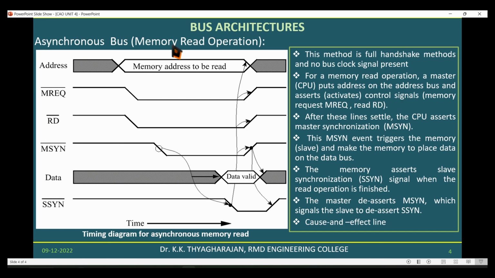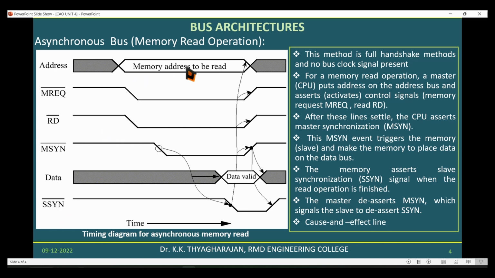When a low speed memory is to be interfaced with a high speed CPU, then the asynchronous data transfer method will be used. Now let us see how data is read from a low speed memory using an asynchronous bus. Here clock signals are not used. We are using handshake methods. That means we will be using master synchronizing signal and slave synchronizing signals in the handshake method.